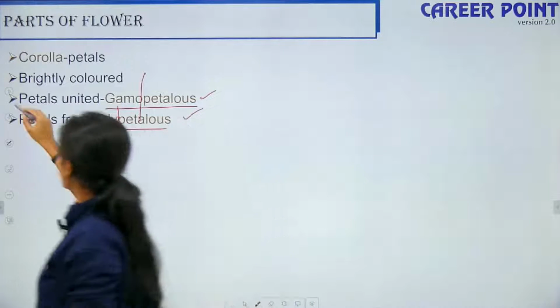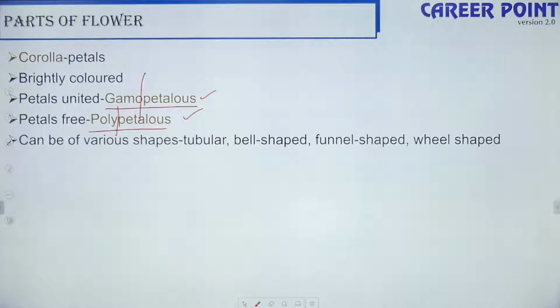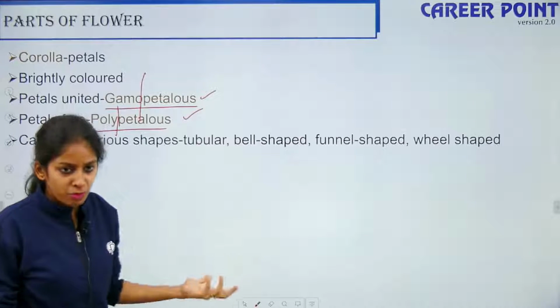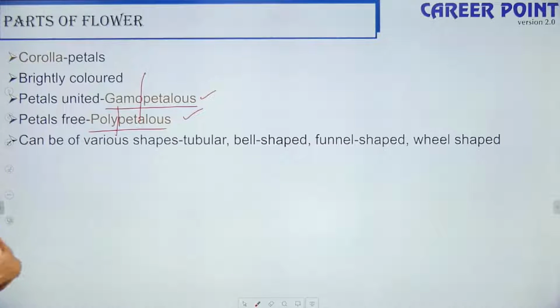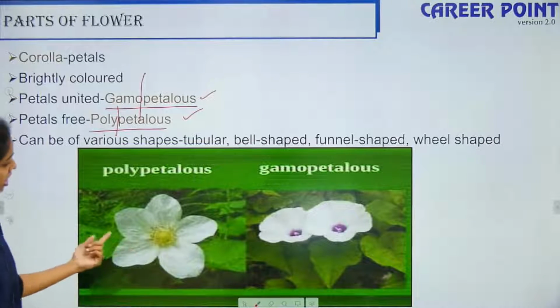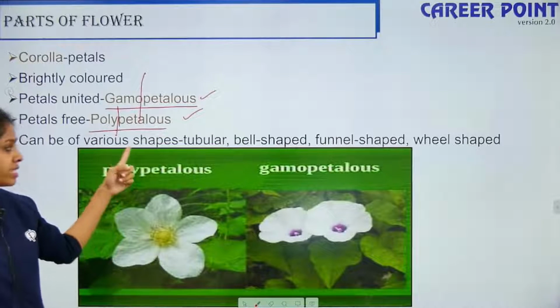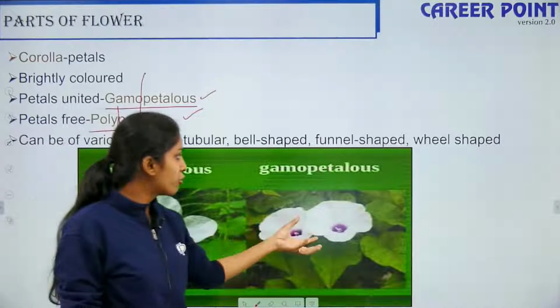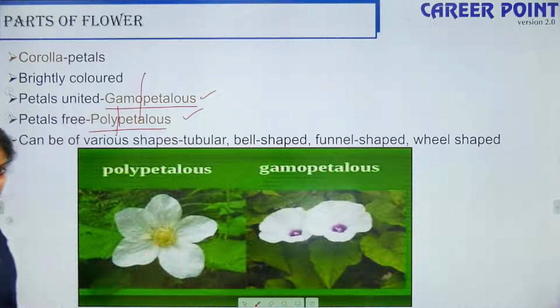Okay. Done? Fine. So they can be of various shapes. It can be tubular, bell-shaped, funnel-shaped, wheel-shaped. So the petals add beauty to the flower, right? So here it is not fused. So it is polypetalous. So here they are fused together. So it is gamopetalous. Okay. So these are the terms that I want you to remember.